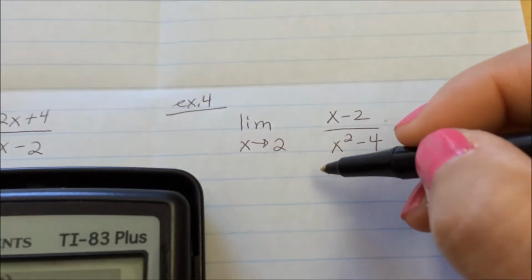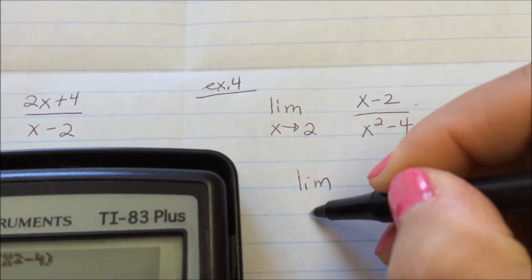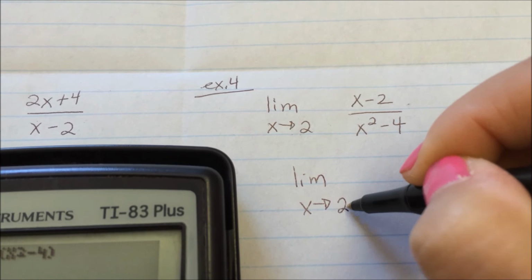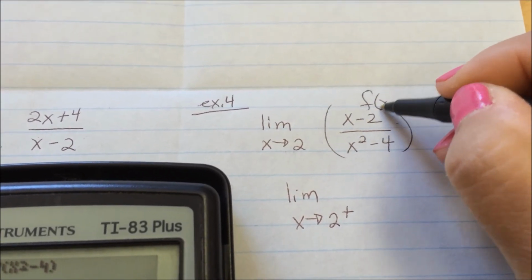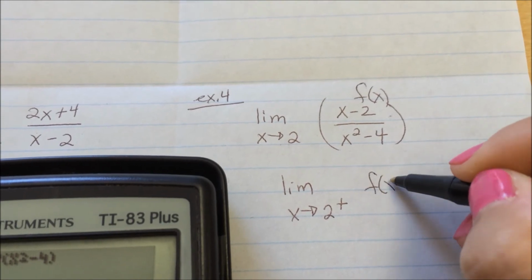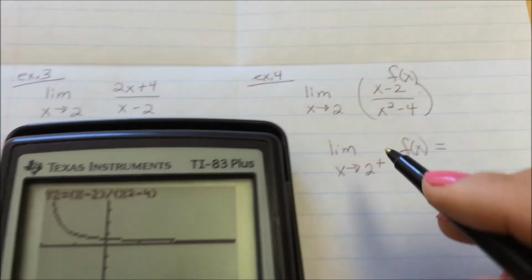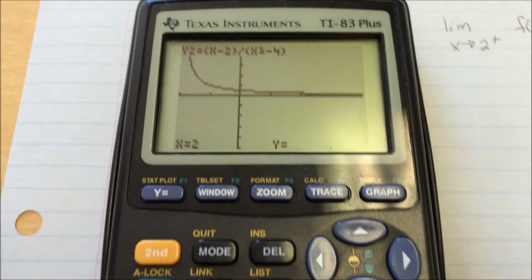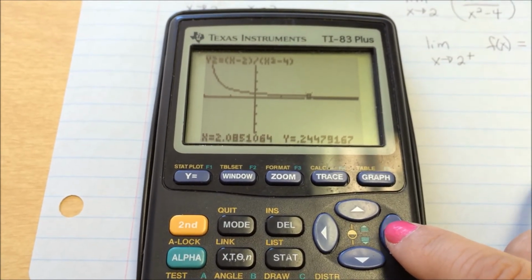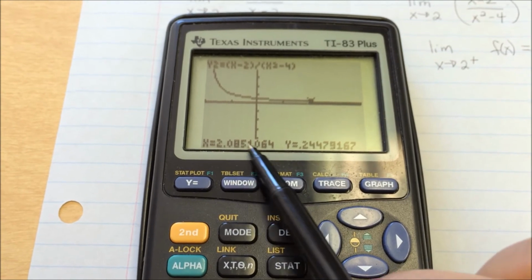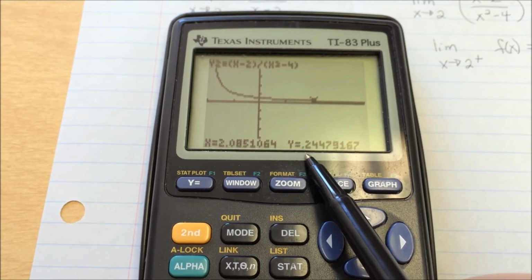Okay, so if I find the limit as x approaches 2 from the right-hand side, I'm going to call all of this f of x to save myself time so I don't have to rewrite that whole equation. For 2 from the right-hand side, I'm going to take this button and move it to the right-hand side once. Can you see that?